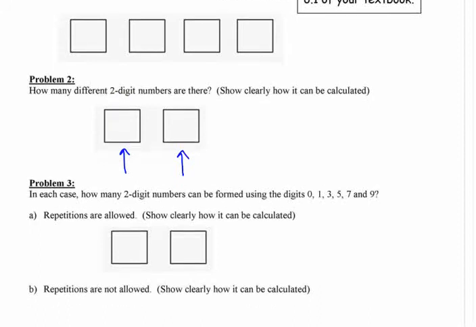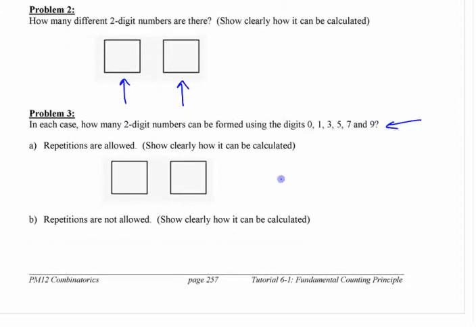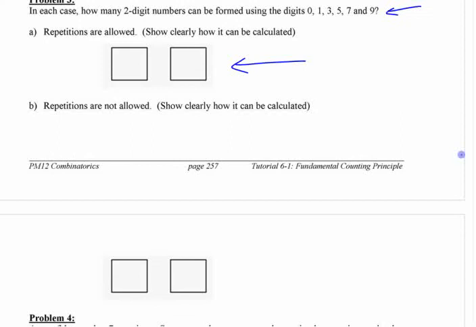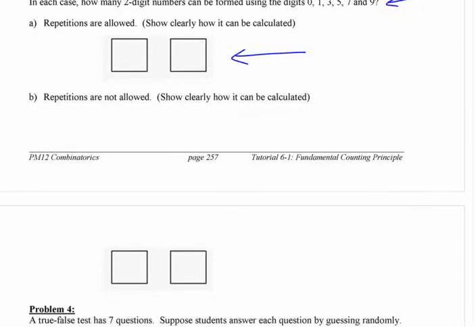Or there might be some restrictions on some of the digits here. It's really helpful, if you're picking items, to just think about here's my first choice, here's my second choice, and think about the possible numbers that are allowed here. And I've given you the idea here that repetitions are allowed, repetitions are not allowed. So I want you to think about that as you work on these problems.